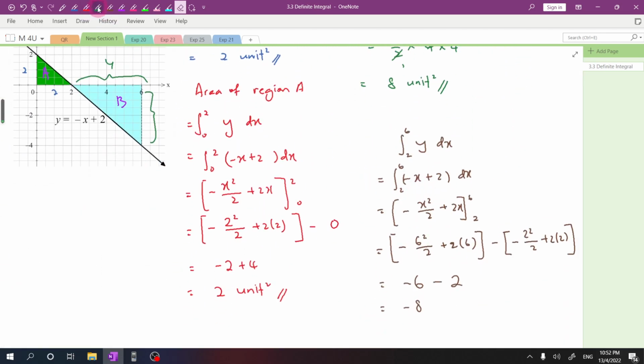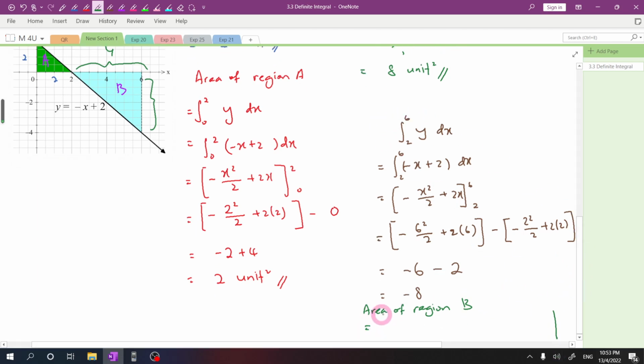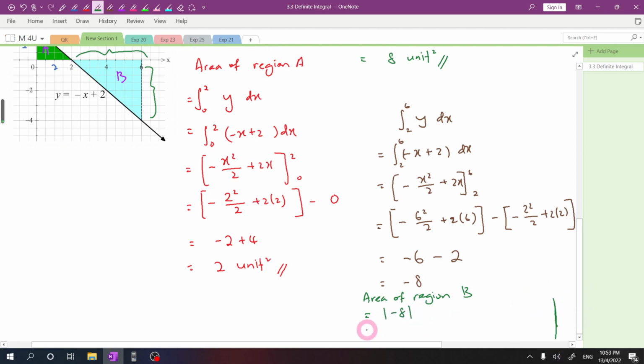So what we need to do to find the answer, remember to modulus it. Area of region B. Here we don't have to write anything first. Until the end, area of region B, then you can just write 8 units, or if you want to write one more step, modulus of negative 8, which is equal to 8 units. Okay, remember area cannot be negative. Now let's look at a few other examples so that you know better about this topic.